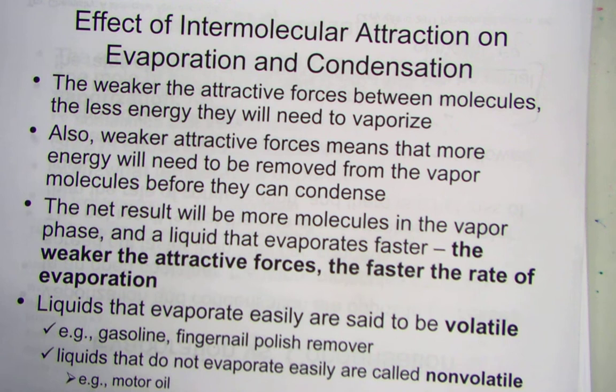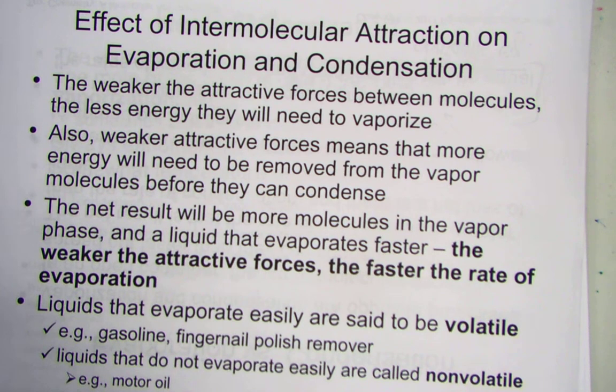The weaker the attractive forces between the molecules, the more likely they will be in the gaseous form. So the result of a weak intermolecular attraction is more molecules in the vapor phase and a liquid that evaporates much more quickly. If I have high intermolecular attractions, it's more likely to be in the liquid phase. Liquids that evaporate easily are said to be volatile. Gasoline goes from liquid to gas very quickly at room temperature. It's volatile. Even rubbing alcohol, put it on your skin if you have an owie, and it will evaporate quickly. It's said to be volatile.